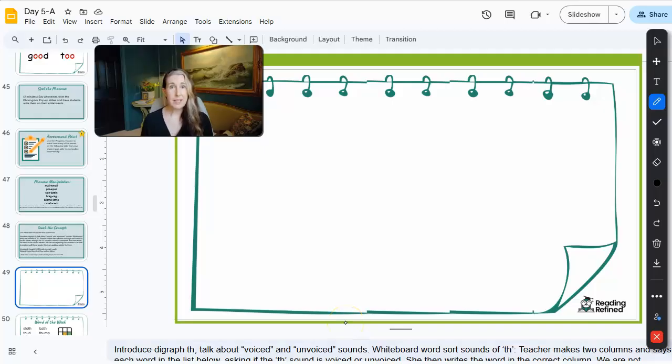All right, so that is the digraph TH, and that's all you need to know about that for this lesson, and then we're ready for the next.